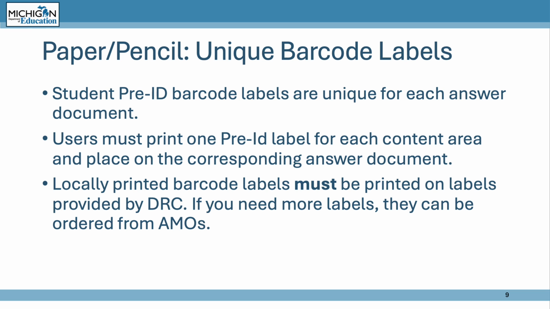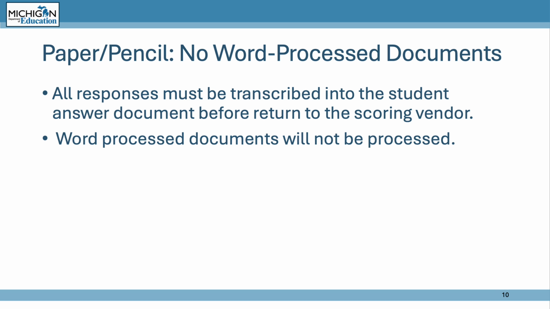Barcode labels are unique by student and content area. It's important that you verify each barcode on the answer documents is correct for the student and content area. Also, this slide includes a reminder that the size of the barcode labels is significantly different now. You can only use the blank labels that are printed and shipped by DRC if you need to print barcode labels locally. These may be ordered from the additional material order page in the secure site if you find that you need more. Word processed documents cannot be scored. Everything has to be transcribed into the student answer document.